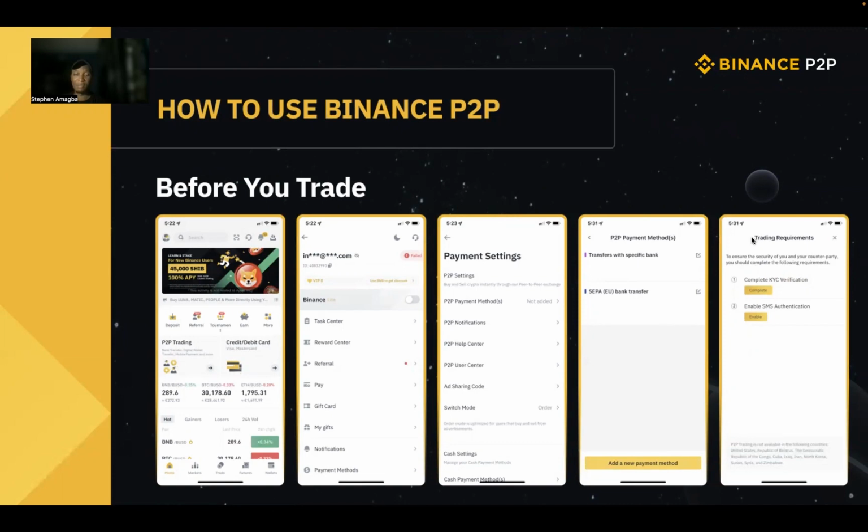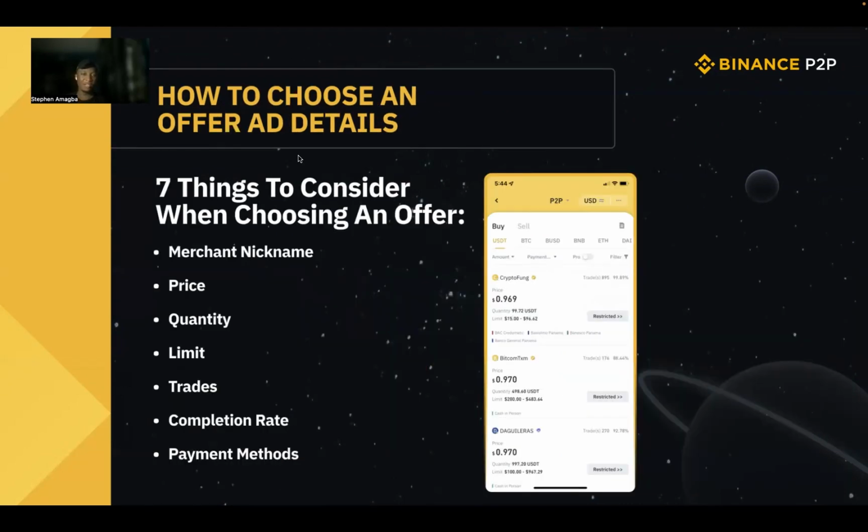Okay, and please make sure to enable notification, enable two-factor authentication, and then complete your KYC. Very, very important. So now let's talk about the major things you need to consider before choosing an offer.